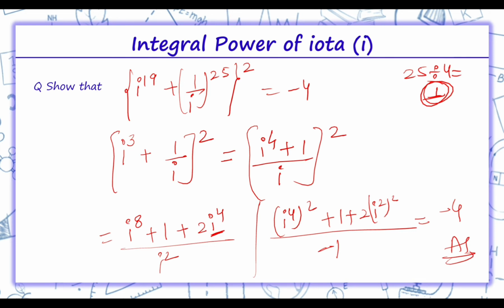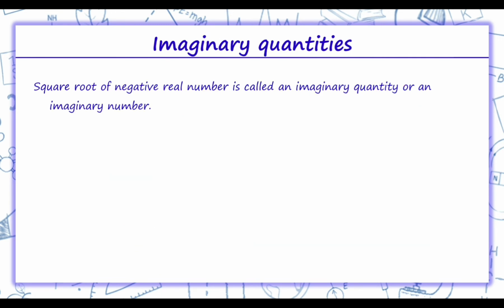So this is how we have to solve integral power of iota. Coming on to imaginary quantities, the square root of a negative real number is an imaginary quantity, or we can say imaginary numbers, like we have square root of minus 3, square root of minus 4, square root of minus 9 by 4.